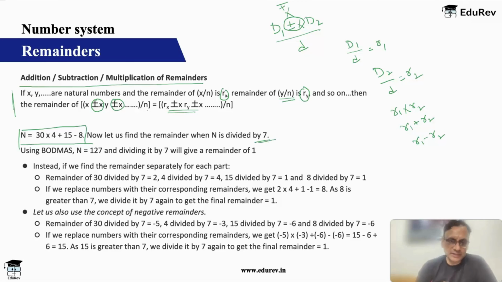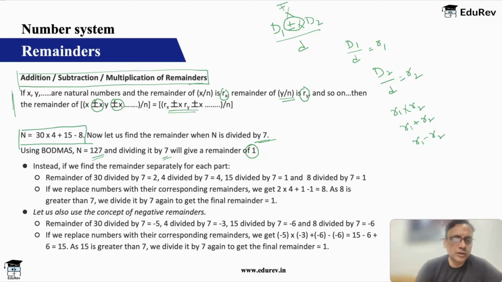So the first method, obviously I've taken a very small number, but we will take bigger numbers. This is just to explain to you. 30 into 4 plus 15 minus 8 is equal to 127. So one method is obviously you divide 127 directly by 7 and you get a remainder of 1. But I want to show you the addition, subtraction, multiplication part. The only thing you can't do here is division of dividends. Rest, addition, subtraction, multiplication is fine.